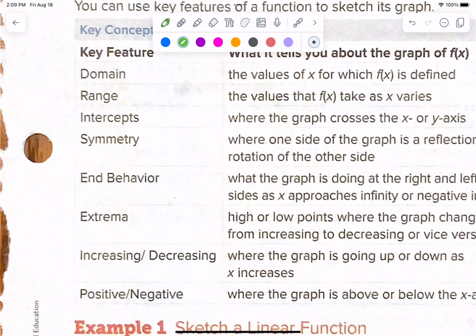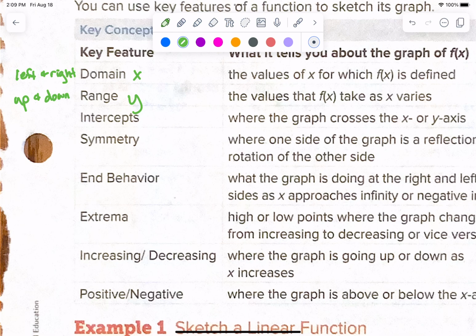Domain is the first key feature that they say. What is domain? The x's. This tells you left and right. So if I say the domain is this, you'll say that's the left it goes and that's the right it goes. Okay? Range is y. That tells you up and down. How far up and down does it go?